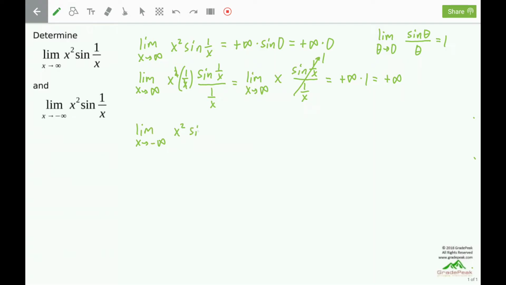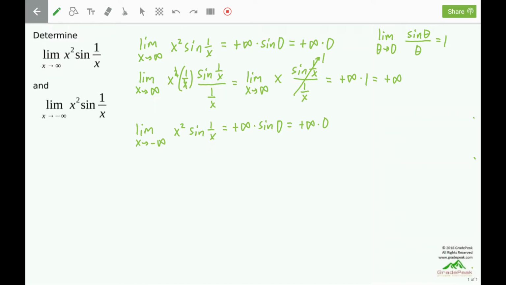Now to work out the limit as x approaches negative infinity of x squared sine of 1 over x, the first thing to do is try plugging a negative infinity in for each of the x's. Negative infinity squared is also positive infinity times the sine of, and 1 over x goes to 0 as x approaches negative infinity, so sine of 0. The sine of 0 is 0, and we have the infinity times 0 indeterminate form here. We will have to rework this.